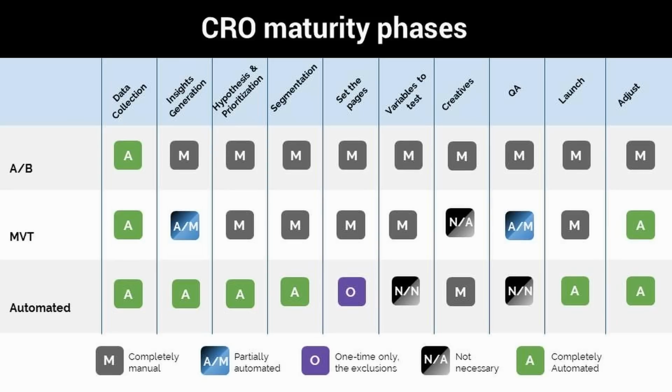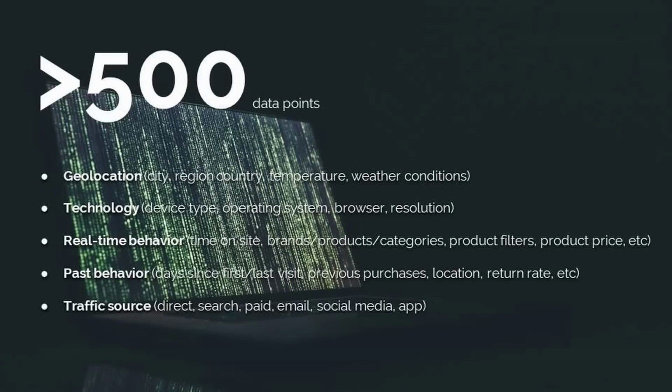So you have a lot of data points. What if you could have a technology and an algorithm that mixes all these data points like geolocation, technology, device types, real-time behavior, how many degrees are outside, whether the customer has already bought in the last 3 months, what's the lifetime value, or any kind of CRM data, and mix this with traffic source as well? This is not a task that a human being could perform, right?